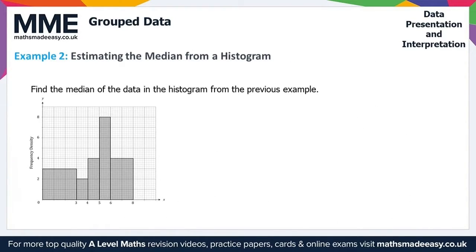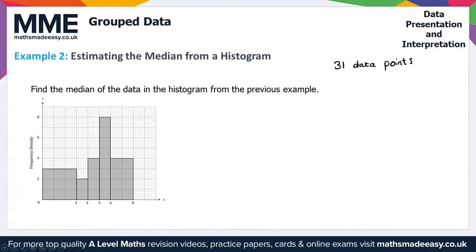Example 2 on grouped data is taking a look at estimating the median from a histogram. In this example, we're asked to find the median of the data in the histogram from the previous example. Using the previous example, we know there are 31 data points. Let's just note that here. So we have 31 data points.